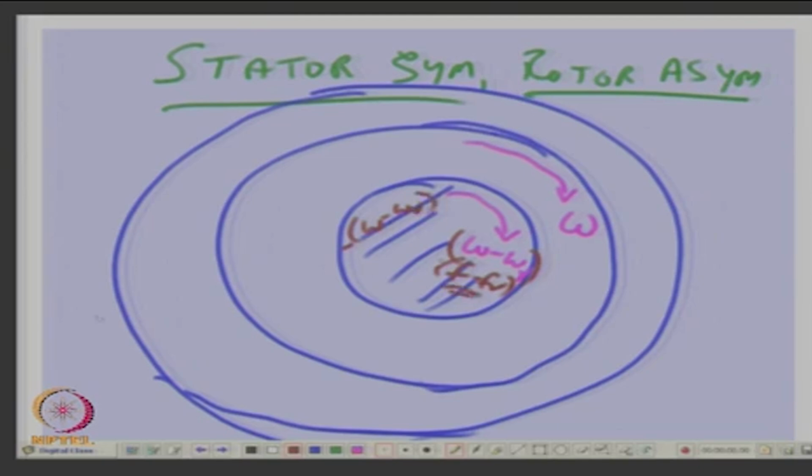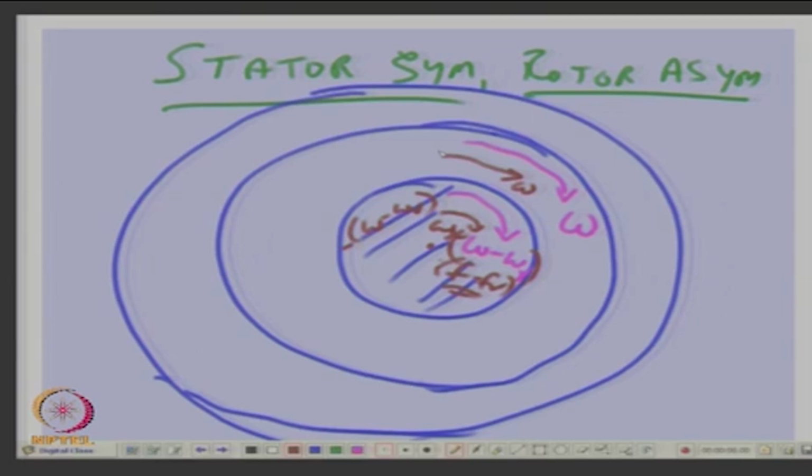This rotor current of frequency f minus f r flowing in an asymmetrical rotor will again give rise to two fields, at plus omega minus omega r and minus omega minus omega r with reference to the rotor, because the rotor is rotating at omega r. So there is a field which is at a speed of omega minus omega r with reference to the rotor, which would mean it is omega with reference to the stator.